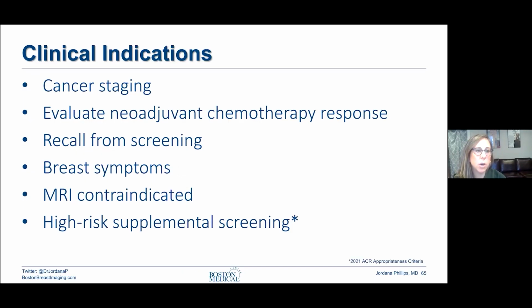Let's start here. There are a variety of clinical indications for contrast enhanced mammo. These are all diagnostic indications, as you'll notice, because I mentioned it's only approved in the diagnostic setting. The last one on this list is high-risk supplemental screening, and that's because there are new recommendations that are allowing us to do contrast enhanced mammo in this setting, but it is not FDA approved, or at least, recommending it as an alternative to MRI, and I'll get into that. For this talk, we're going to focus on these first 3 indications: cancer staging, evaluating neoadjuvant chemotherapy response, and recall from screening.